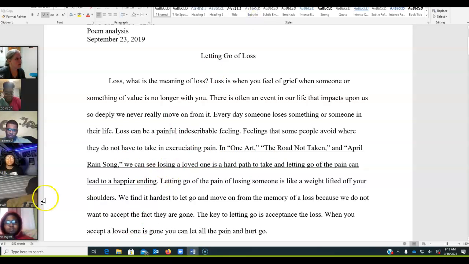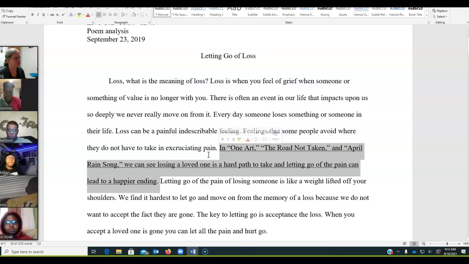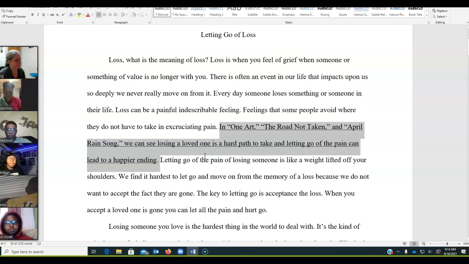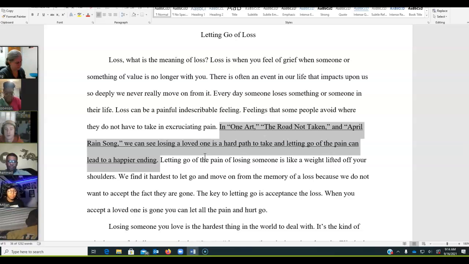There's Courtney again. At this wonderful thesis statement. Can somebody read it out loud to me?